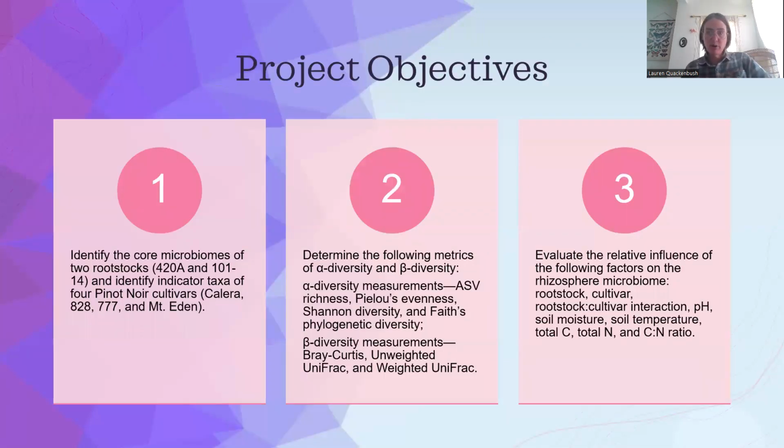I've identified three primary objectives to this research, and those are: one, to identify the core microbiomes of two grapevine rootstocks, 420A and 10114, and to identify indicator taxa of four Pinot Noir cultivars, Calera, 828, 777, and Mount Eden. Two, to determine the following metrics of alpha and beta diversity: ASV richness, Pielou's evenness, Shannon diversity, Faith's PD, Bray-Curtis, weighted UniFrac, and unweighted UniFrac.